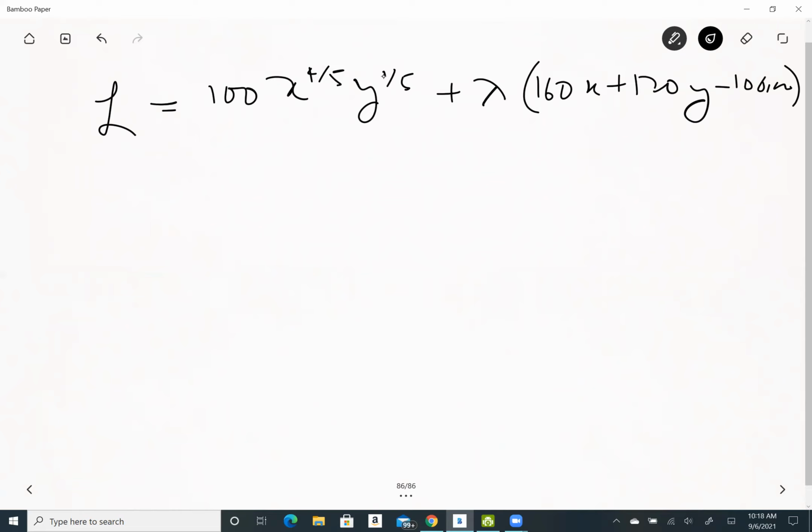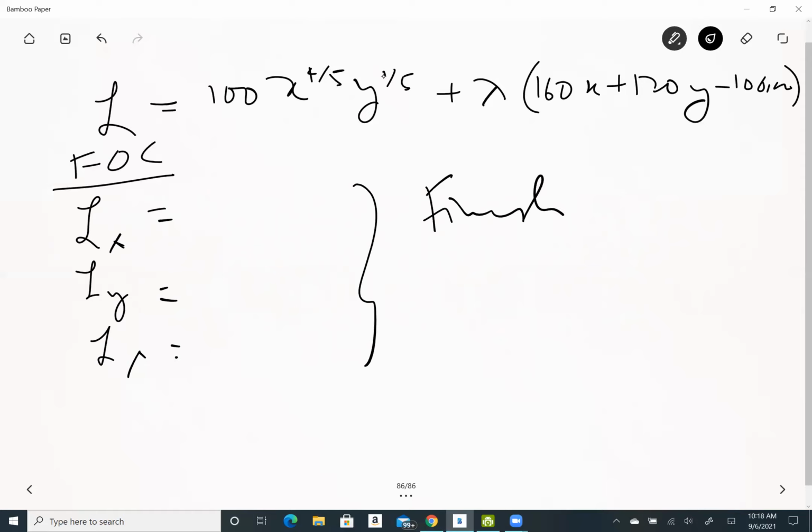So you have the first order conditions. First order condition, you get Lx, you get Ly, you get L lambda equal to zero. Finish it up. The answers are given, so make sure you do it. Don't just look at the example in the book. You have to do it. If you don't want to do it, that's fine.